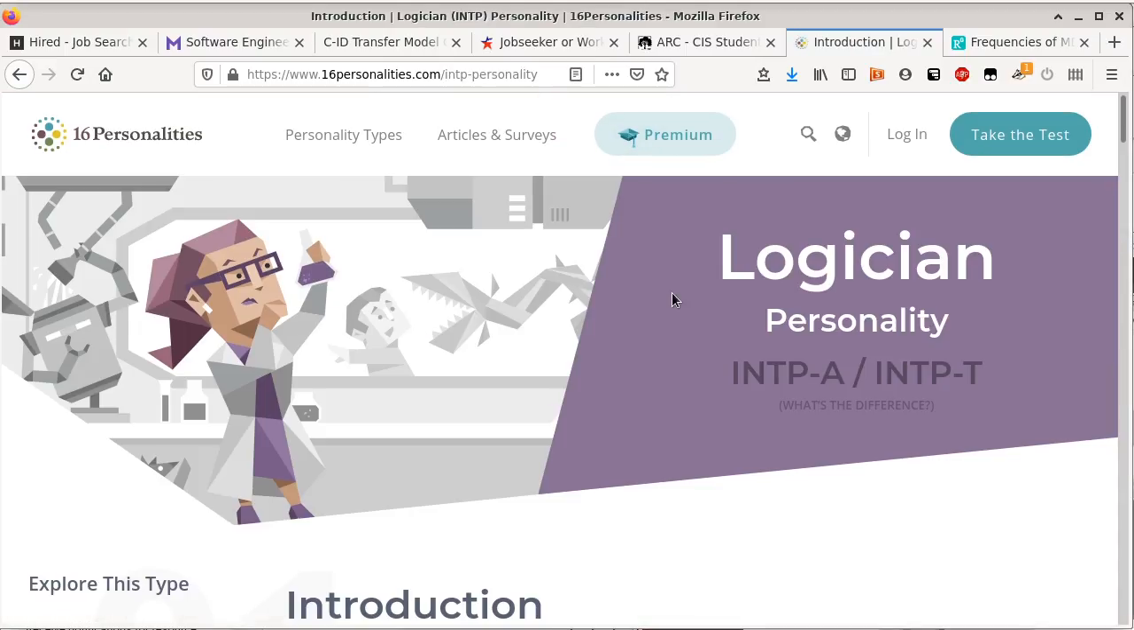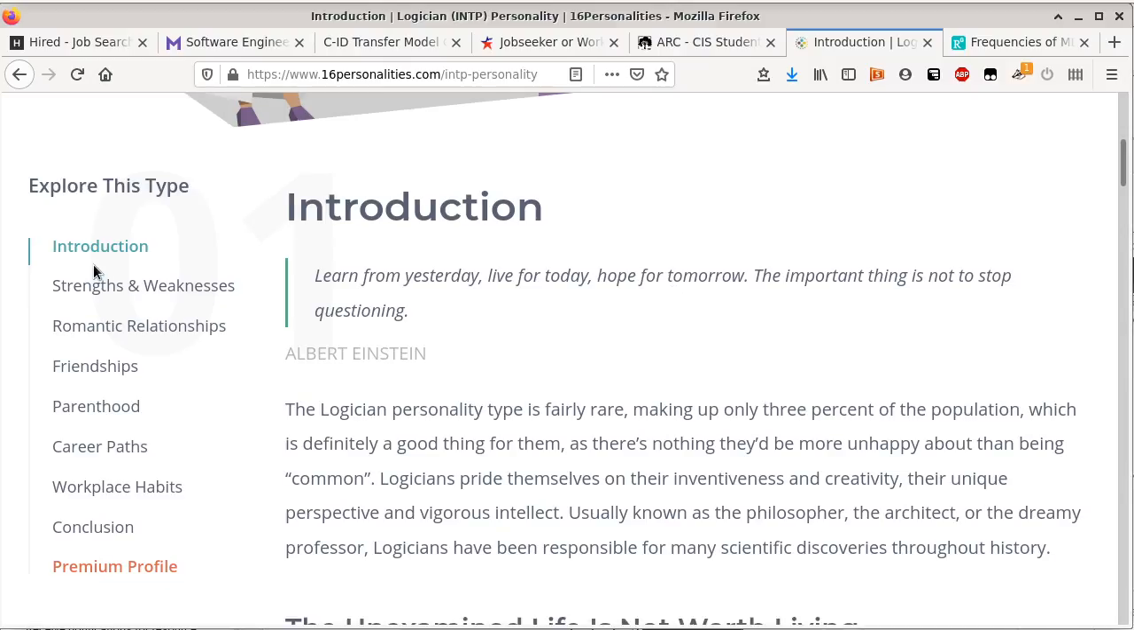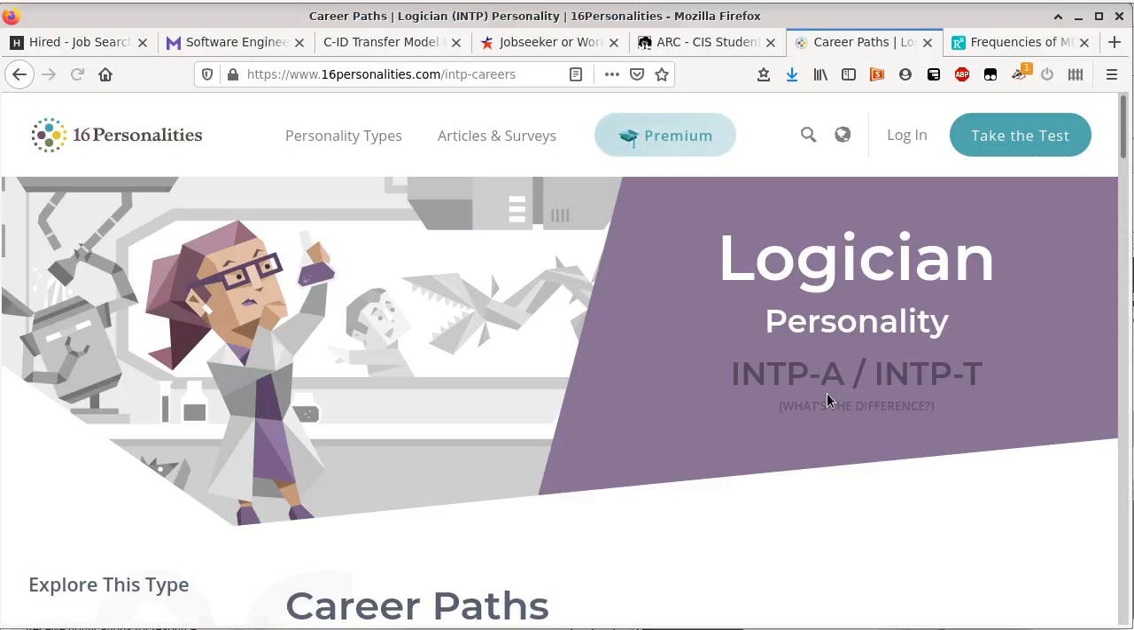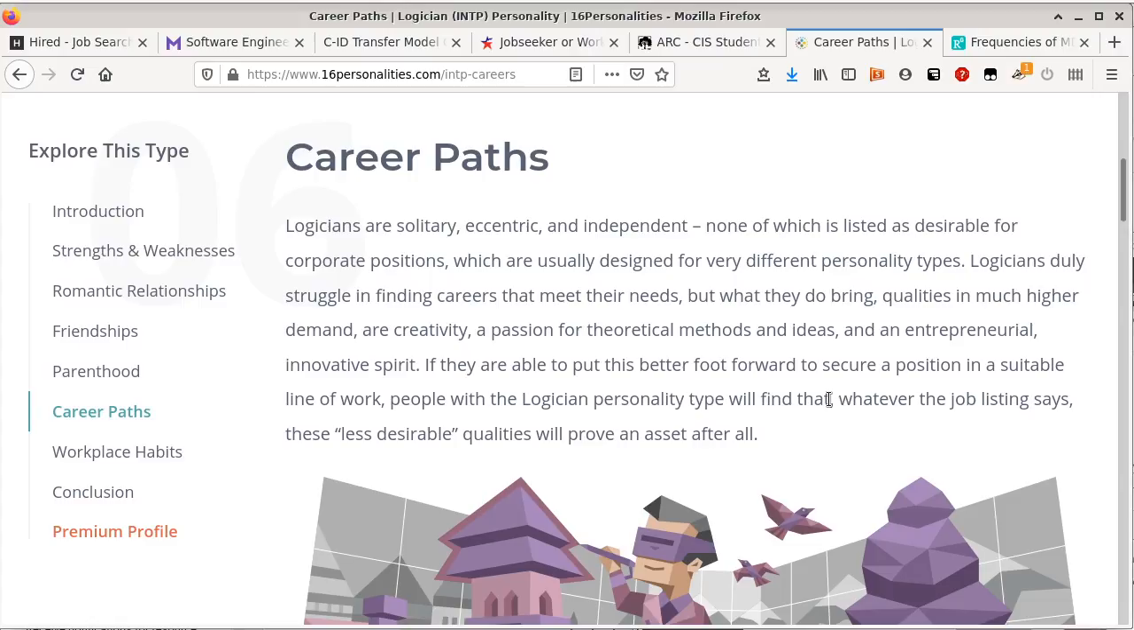So within the INTP personality type, you will see that they assess or they would talk about the strengths and weaknesses, and as far as this context is concerned, it would also talk about career paths, as well as workplace habits, and those are all the things that are kind of important when we try to tell our students what would be their best paths or what they should consider.